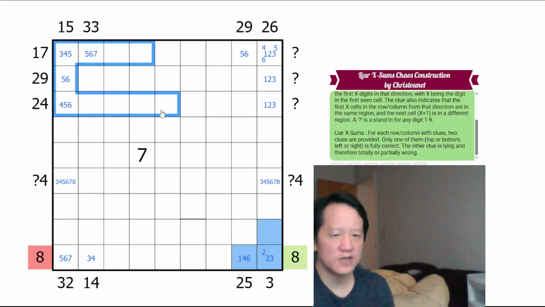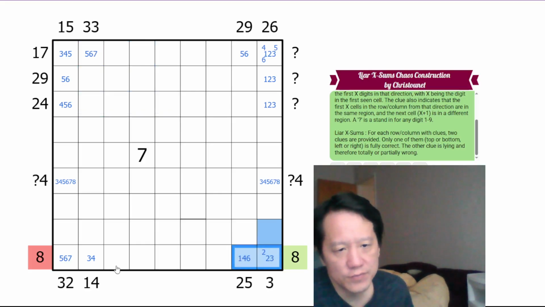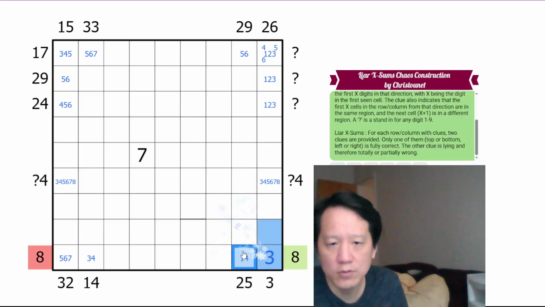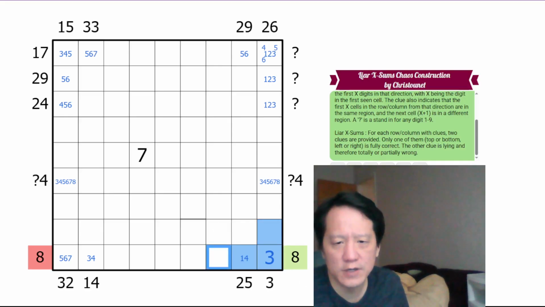Interesting. If this is 314, this has to be false here. So let's try that. 314. We don't know this is blue. How did I color that blue? I don't know. But we're basically saying this is 314, adding up to 8. Therefore, this can't be 3 or 4. Therefore, this is false, which makes this true. That's interesting.